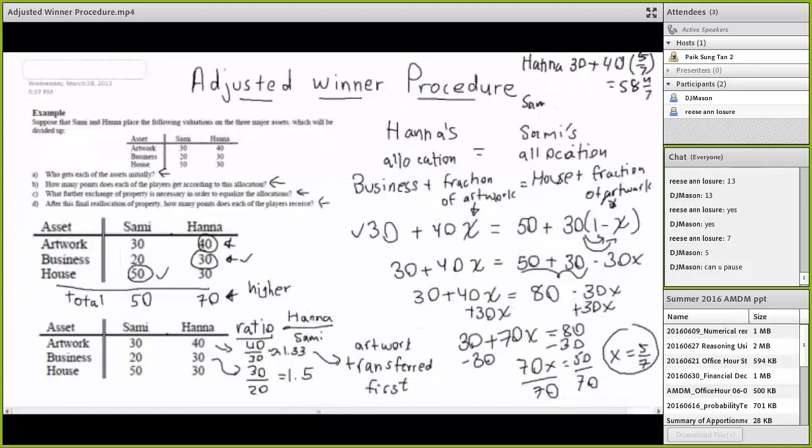And we know that Sammy will get the house for 50 plus 30 times what fraction of the artwork he's retaining, which is 2/7 of it, and that is 58 and 4/7 as well. And I'll let you calculate those numbers on your own. But now that Hannah and Sammy are both getting 58 and 4/7, you would think that both of them would say that they are being treated fairly, and that is the adjusted winner procedure.